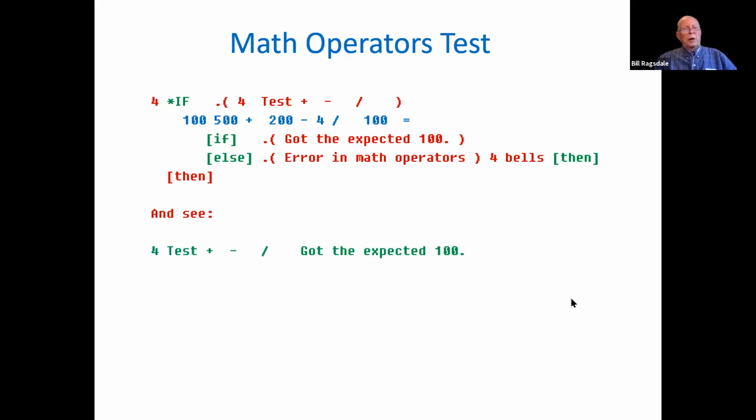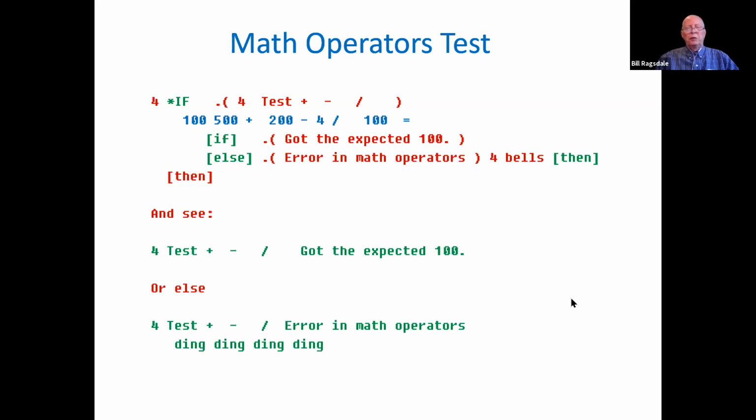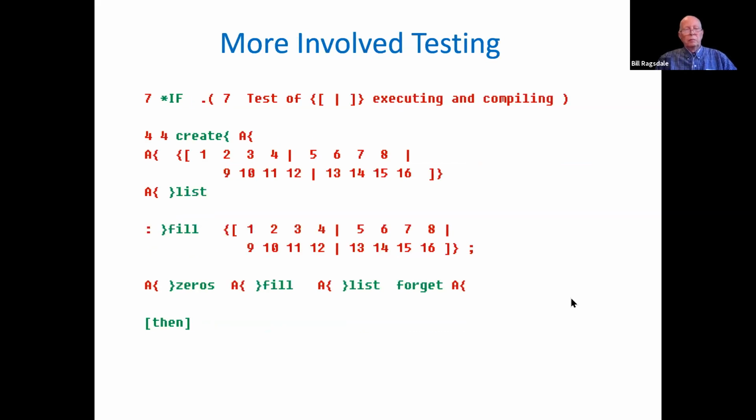So in this case, it works properly. We're getting the little confirmation message of number 4 and the fact it's testing plus, minus and divide. And then we get the message, we got the expected 100. Interpretation, compilation continues. And the alternate would be if the test fails, you get the failure message and then the ding, ding, ding, ding, which is the bell ringing 4 times.